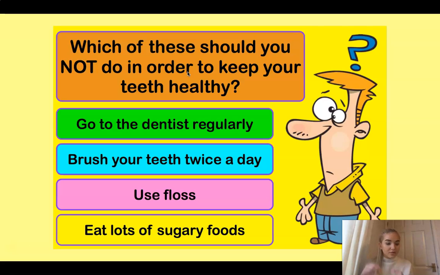Using floss. Floss is like a string that you put in between your teeth and you get out all of the bad stuff, basically. Is that good for your teeth or bad for your teeth? And finally, eating lots of sugary food. Is that good or bad? So which of these should you not do if you want to keep your teeth healthy? 3, 2, 1. Well done. You should not eat lots of sugary foods if you want nice, clean, healthy teeth. We learned that from our experiment, didn't we?